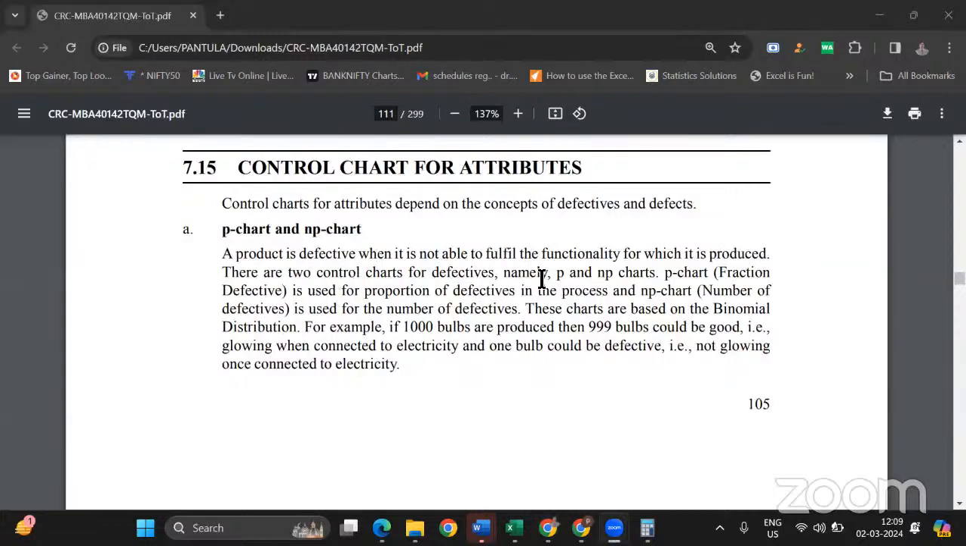It is used for the proportion of defectives in a process. The NP chart is the number of defectives. These charts are based on the binomial distribution. For example, if 1000 bulbs are produced, 999 bulbs could be good, glowing when connected to electricity, and one bulb could be defective, not glowing.